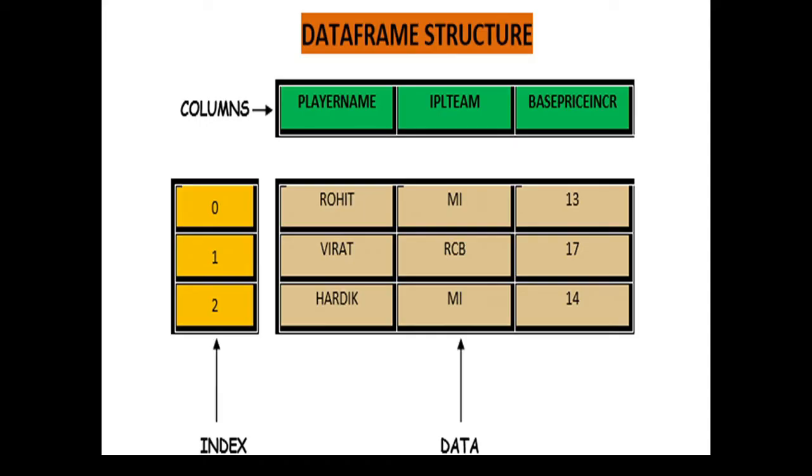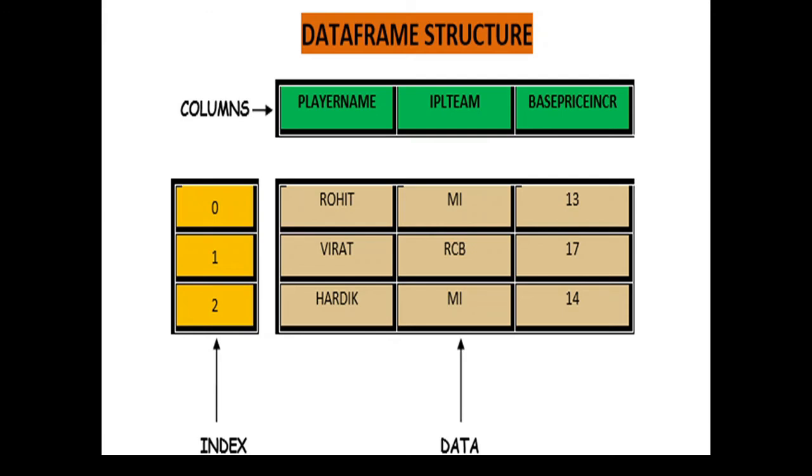Now this is an example of a data frame, and this is its structure. As you can see, it is in the form of rows. The horizontal ones are the rows and the vertical ones are the columns, and this is the real data. All the columns have different data types. This is the index of the rows, which is 0, 1 and 2, and these are the column names: player name, IPL team, base price INR, and this is the actual data.